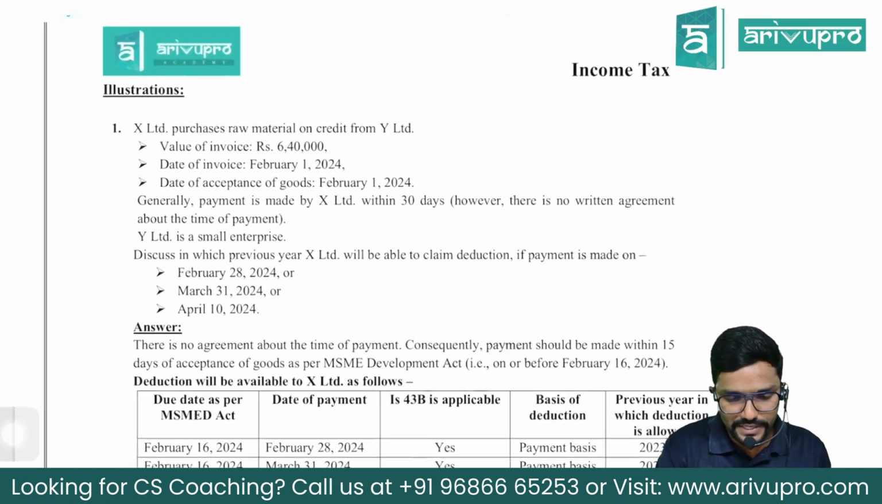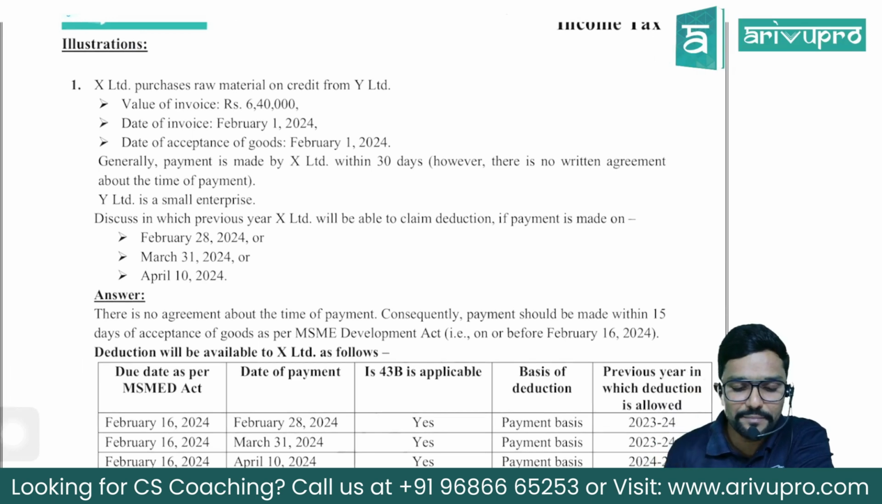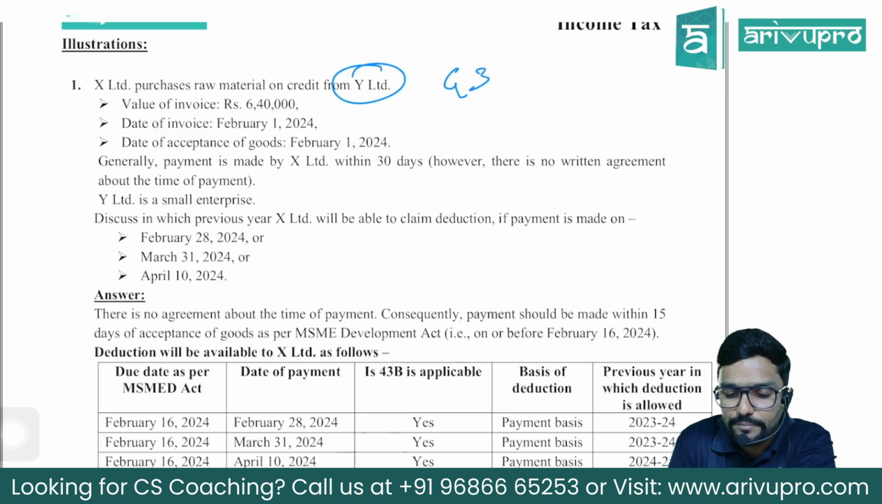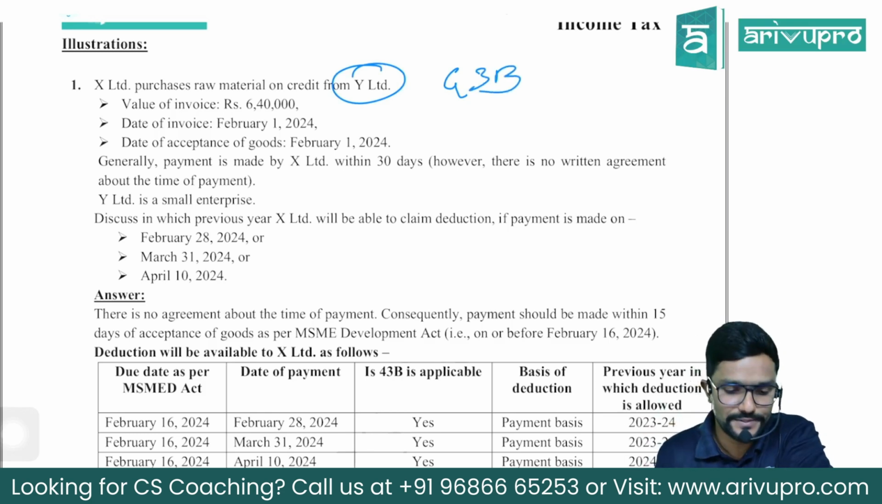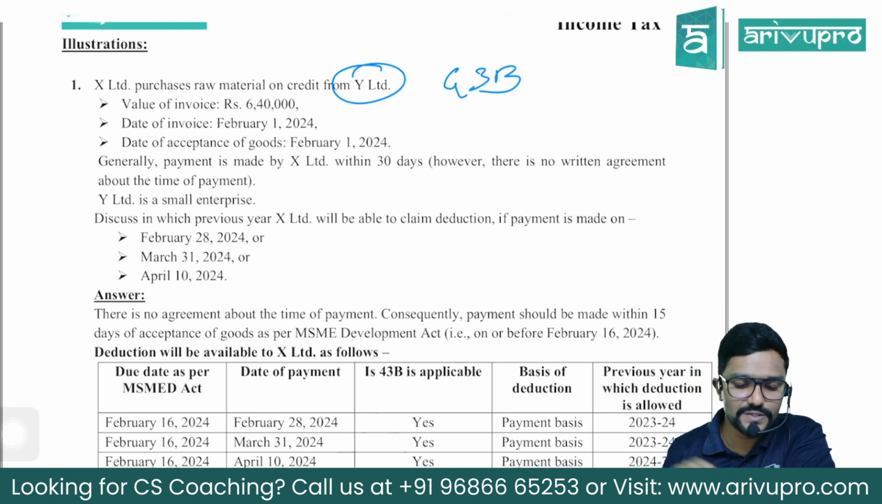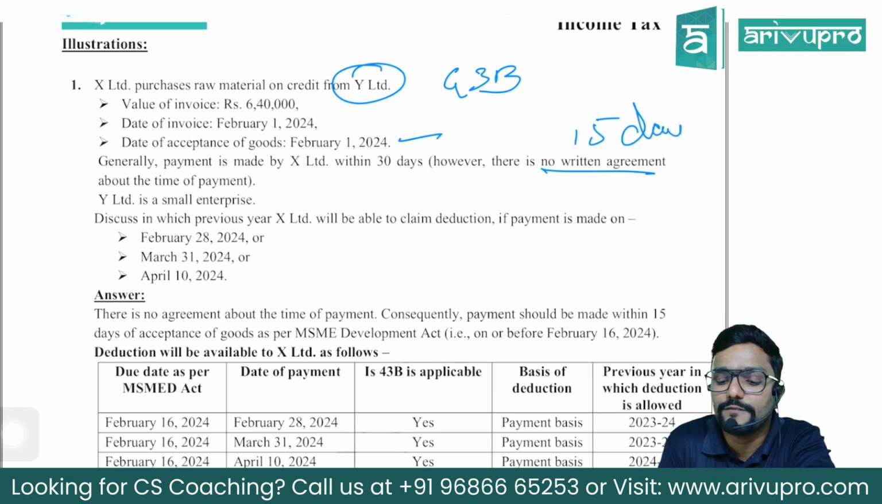Okay, we have some illustrations. I will quickly go through them, guys, to make you understand in a better way. X Limited purchases raw material on credit from Y Limited. For section 43B to apply, Y Limited should be either a micro or small enterprise. Value of the invoice is 6,40,000. Date of invoice is 1st February. Date of acceptance of goods is 1st February. This date is important. Generally, payment is made by X Limited within 30 days. However, there is no written agreement about the time of payment. When there is no written agreement, payment has to be made within how many days, guys? Within 15 days. Within 15 days from what? Acceptance of goods.